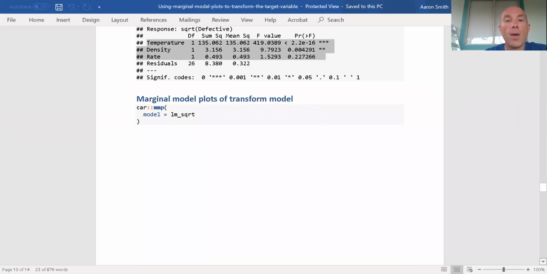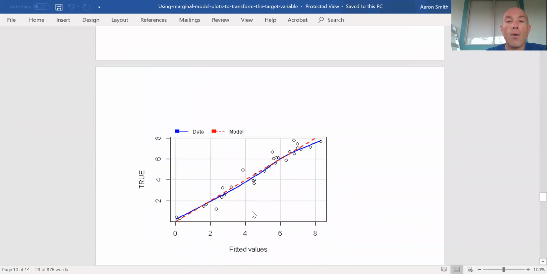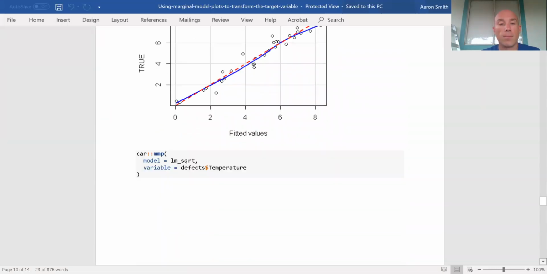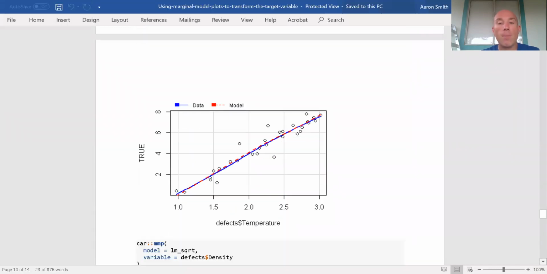All right, so now let's go ahead and do marginal model plots off of this. Let's see what it looks like. All right, so my local polynomial regression model, the blue, is pretty close to the red. So this plot indicates that this is a pretty good model. All right, now let's take a look with respect to temperature. Wow, the red and blue are right on top of each other. I'm feeling good about this.